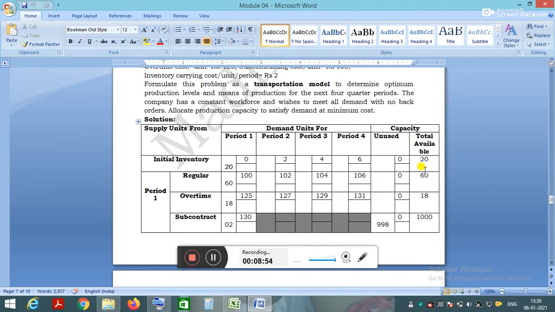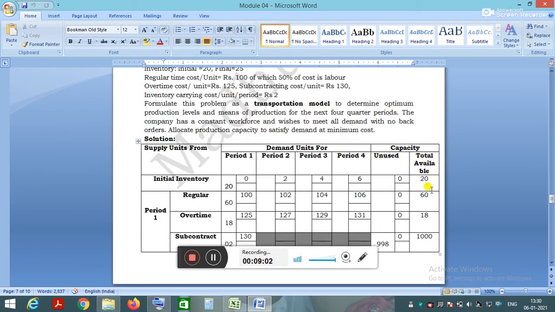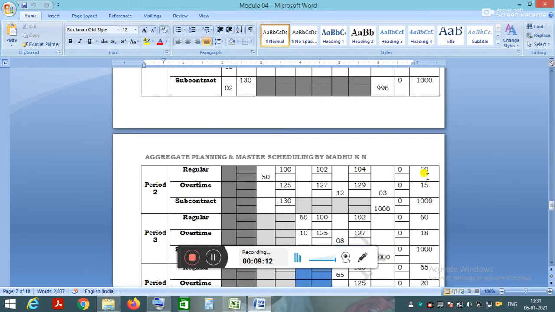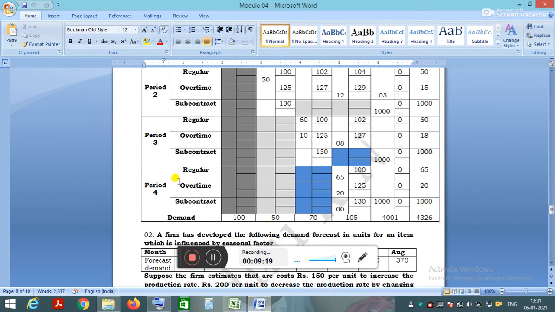Okay, similarly he has given the supply capacity of the company. We need to put this in this table. For period 1 regular is 60, overtime is 18, through subcontracting we can produce 1000. Similarly for period 2 it is 50, 15 and 1000. For period 3 it is 60, 18 and 1000. For period 4 it is 65, 20 and 1000.